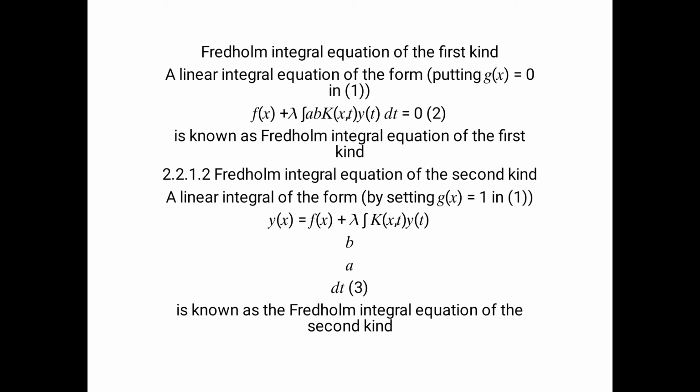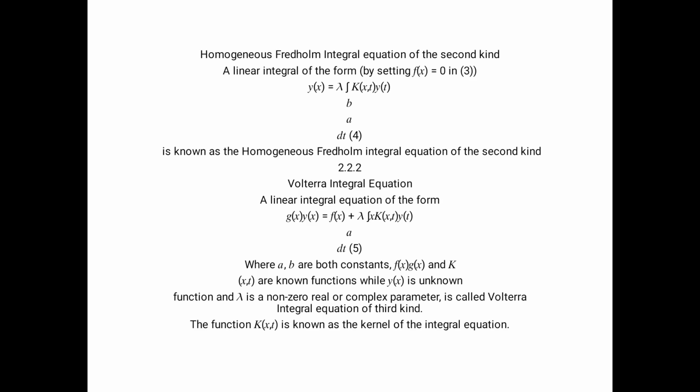Fredholm integral equation of the second kind: a linear integral equation of the form, by setting g(x) equal to 1 in equation 1, y(x) equals f(x) plus lambda integral from a to b of k(x,t) y(t) dt, is known as the Fredholm integral equation of the second kind.